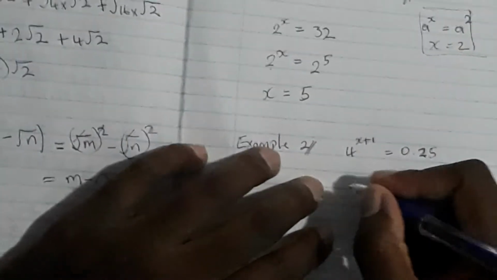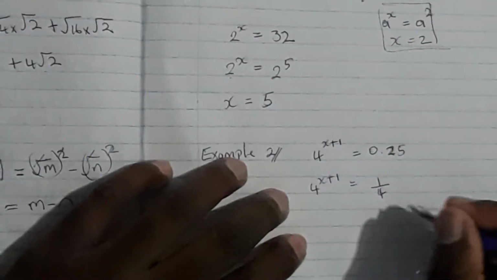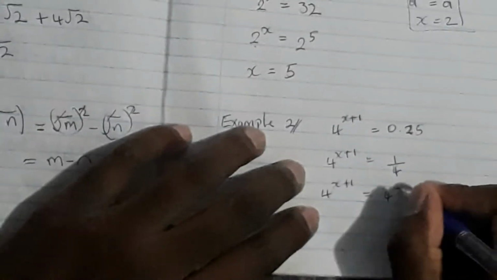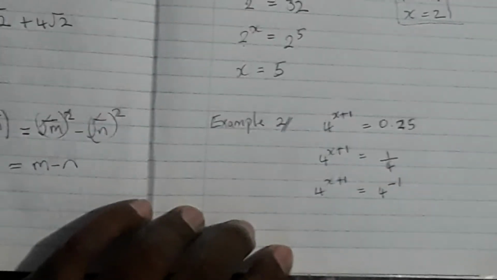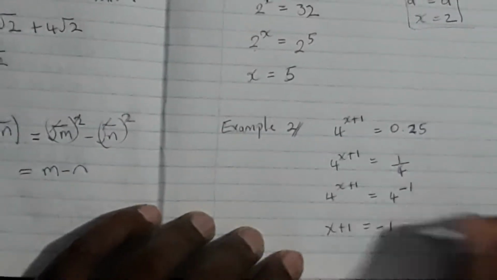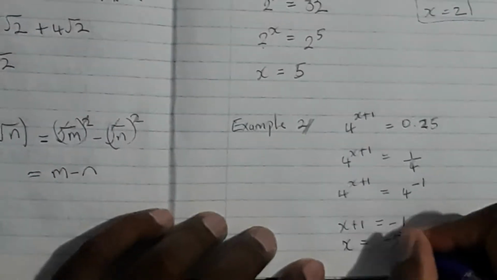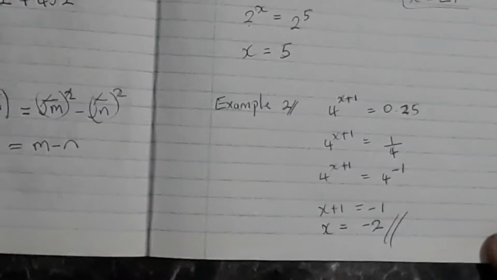So we can rewrite that as 1/4. And by using the law of indices, we can then rewrite this as 4 to the x plus 1 equal 4 to the minus 1. Right? Therefore, now we can equate the powers. So x plus 1 would be equal to minus 1. So x would be equal to minus 2. That's your answer. So to do exponential equations, you need to understand the laws of indices.